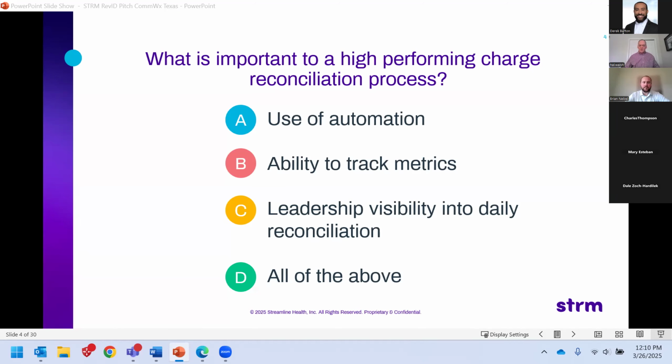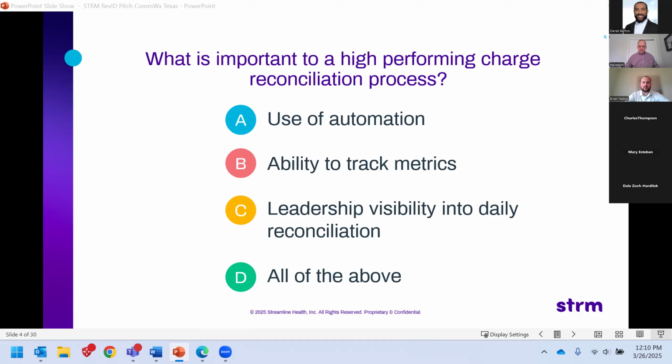Okay, so one of the things that we wanted you all to think about for a minute was just a quick question on what is important to a high-performing charge reconciliation process. So when we sit down and do our initial discovery with CommunityWorks clients, these are the types of conversations, these are the questions we're asking. We want to understand what it is that they're struggling with today. What is it that's important to them? What would they want to be able to take advantage of if they could?